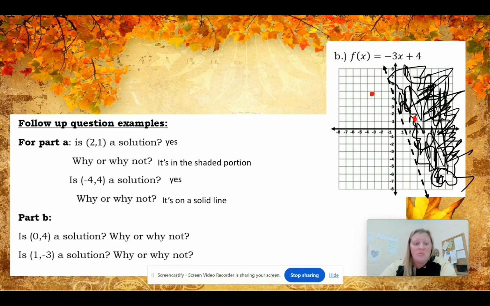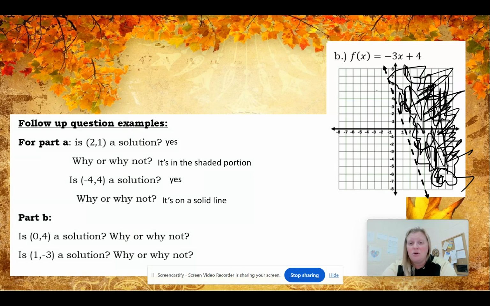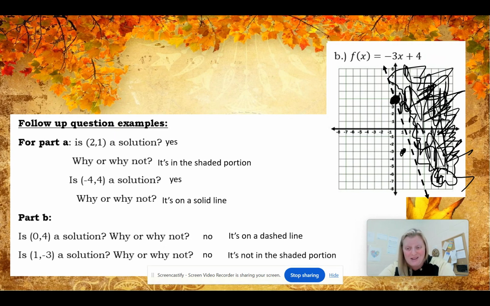And we're going to do it again, but this time with graph B. Get rid of my dots right here. All right, so (0, 4), that is right here. Now you'll notice that is on the line, but this time the line is dashed. So that means we cannot count points on the line as answers. So no. Why? Because it's on a dashed line. And then (1, -3) would be right here. If you're asked if that's a solution, you want to say no, and the reason being is it's not in the shaded region. So shaded means solutions, non-shaded means they're not a solution.